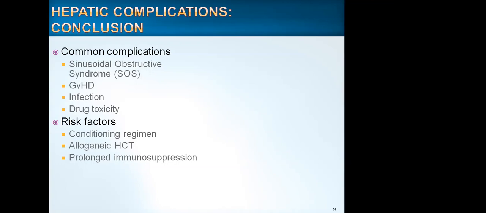As I told, we are using busulfan, cyclophosphamide, and body irradiation, which will affect. And in the allogenic transplant, we'll see more of the VOD and the GVHD. And prolonged immunosuppression. If the patient is on prolonged immunosuppression, such patients will see some liver issues.